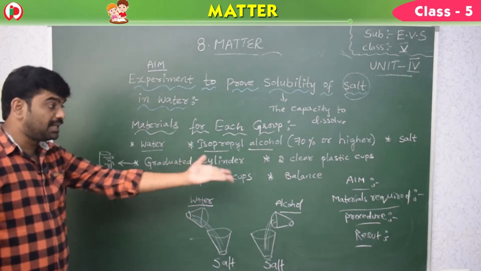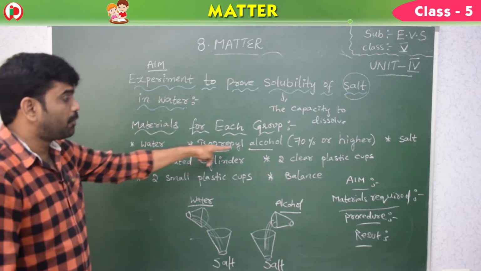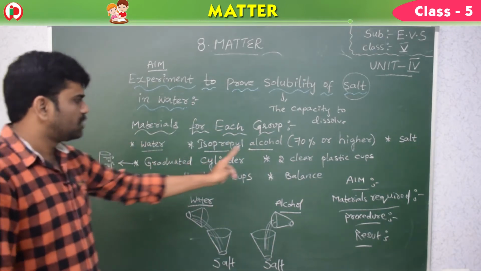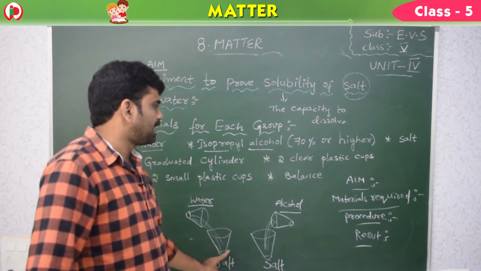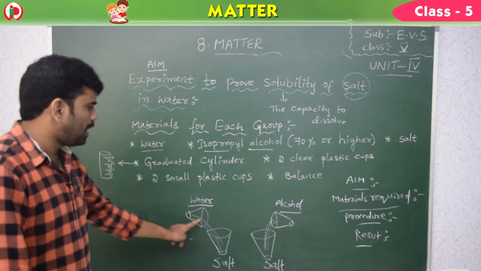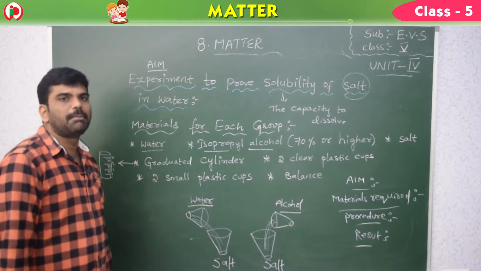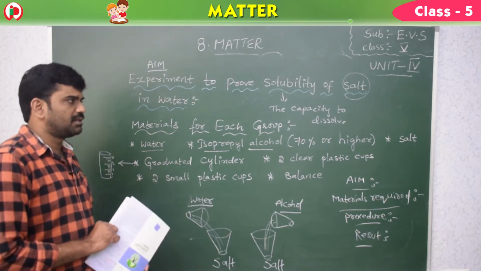So what are the materials that are required? Water, isopropyl alcohol, salt, graduated cylinder, two clear plastic cups. See, the salt is there. Two clear plastic cups, two small plastic cups and a balance. Now let's see the procedure.